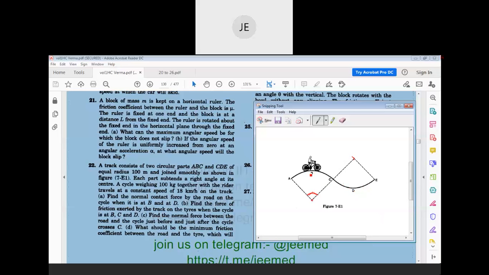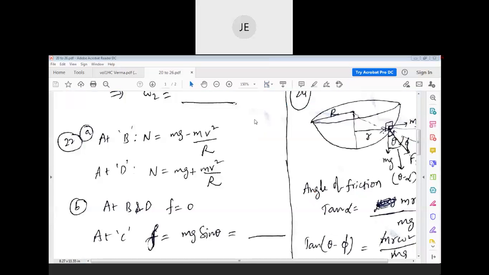Please try to use those and solve it. I'll give 2 minutes for the first problem. At B, the normal force is mg minus mv square by r. At D, the normal force is mg plus mv square by r. Substitute all values, you will get the answer 1025 newtons.